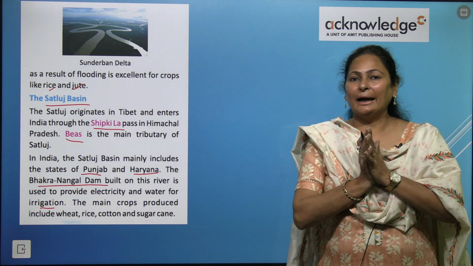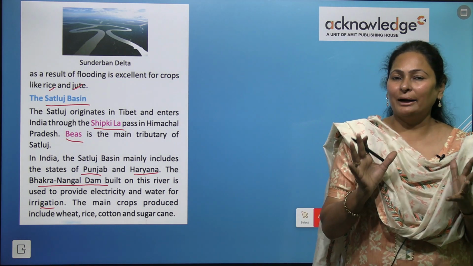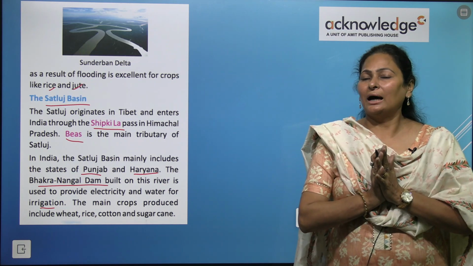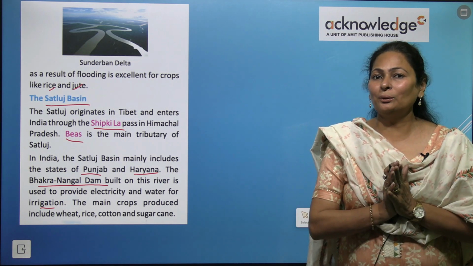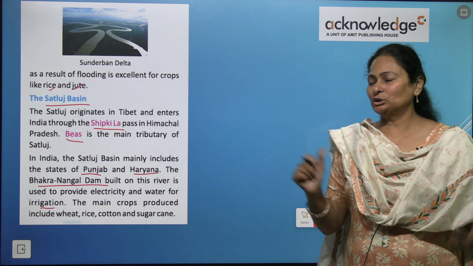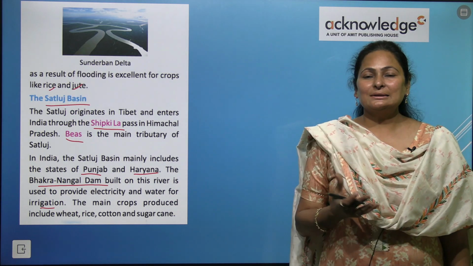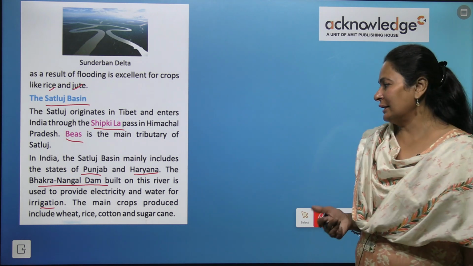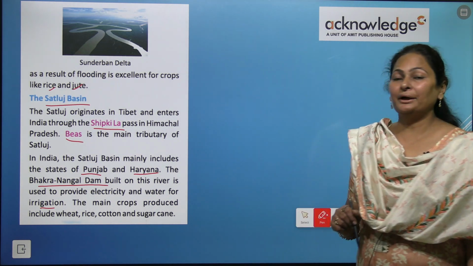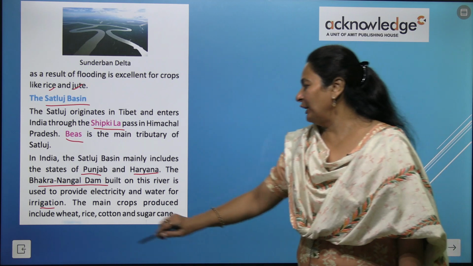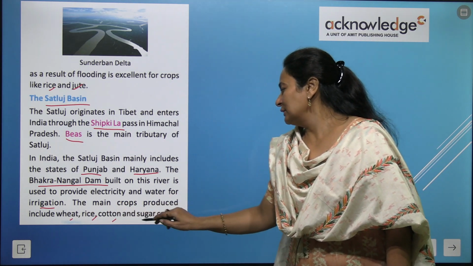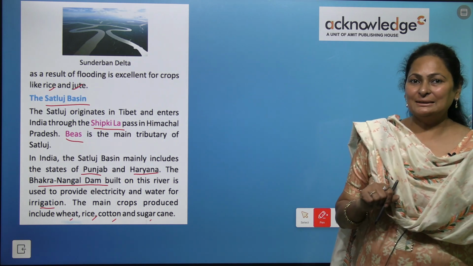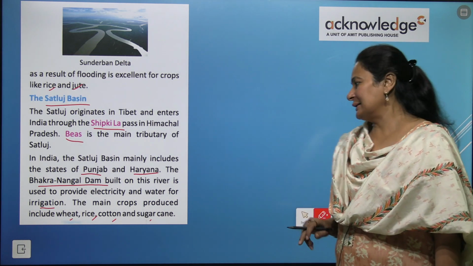So the dams are artificial man-made structures. Dams are built to store water in large quantity so that electricity can be made. This water can be used for irrigation, right? The main crops produced include wheat, rice, cotton and sugarcane of this Satluj basin, right?